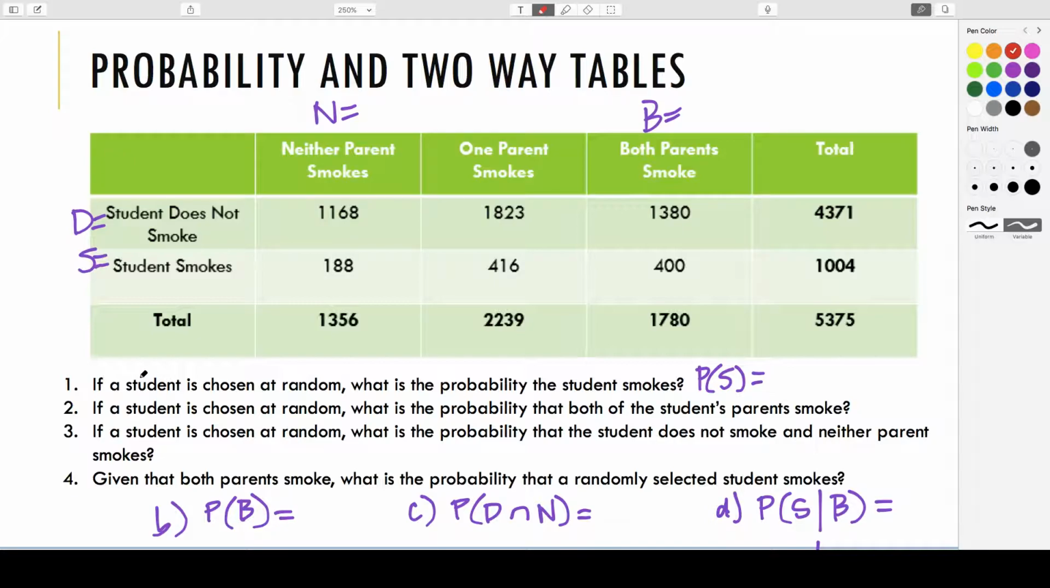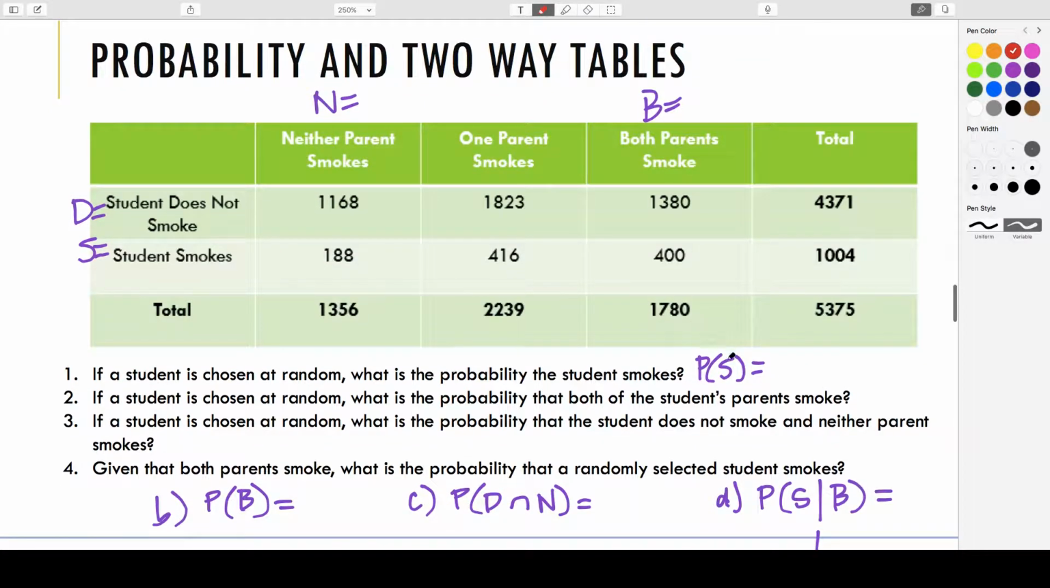If a student is chosen at random, what's the probability that the student smokes? So don't forget to define these events, okay? An easy way to do it is to go to the table and say S equals student smokes, right beside it. That saves you a little bit of time. Or you can just write the probability that the student smokes in parentheses. You don't have to define the event if you don't want to, but do some kind of probability notation if they're asking for a probability. Your answer should have the probability notation.